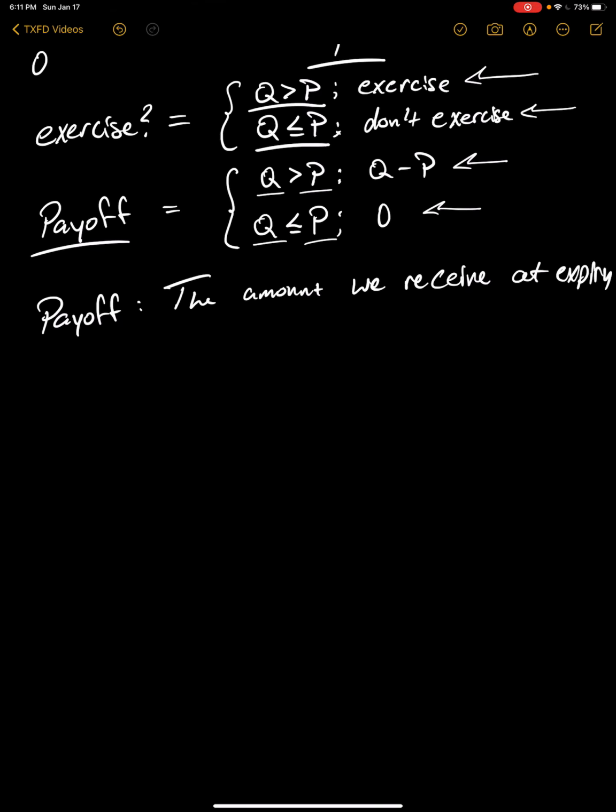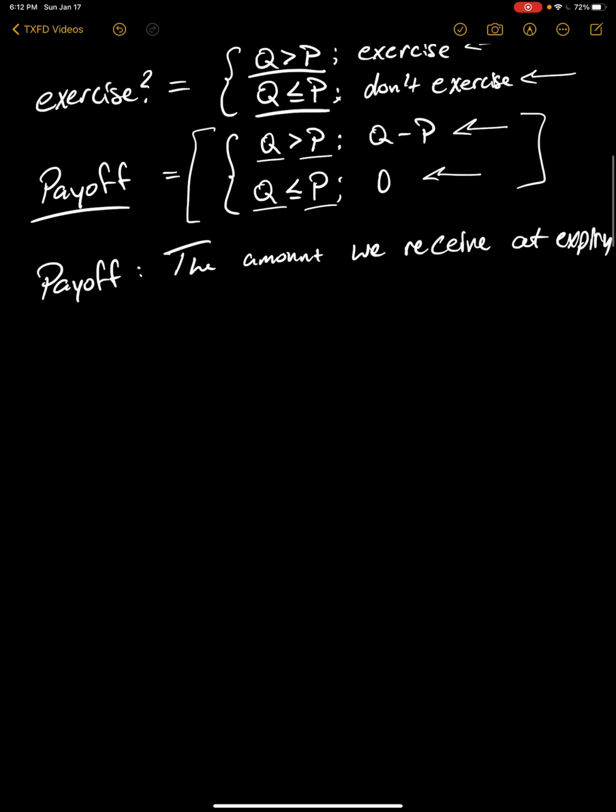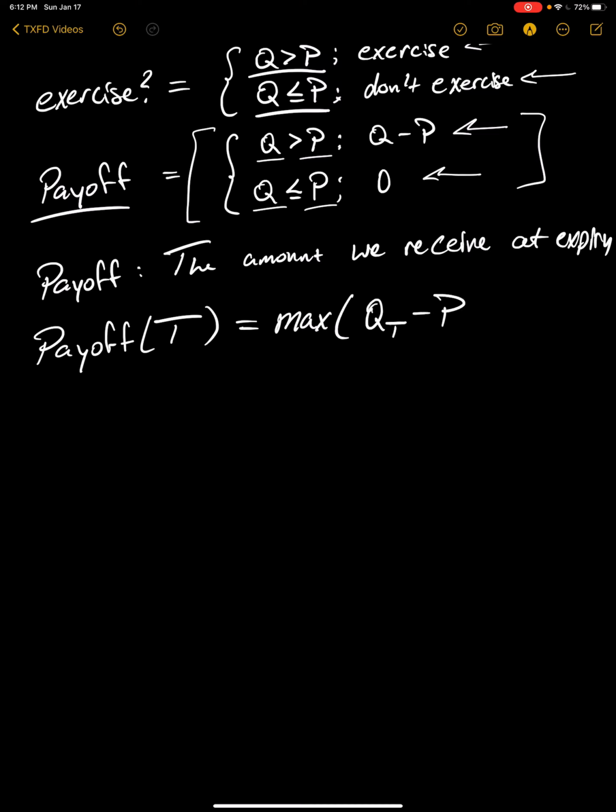So now we have this kind of messy notation here, that's this kind of piecewise notation. We can shrink that down into one function, and we'll call it a payoff at time t. And we'll define it as the maximum of Q at time t minus P at time t, and 0.